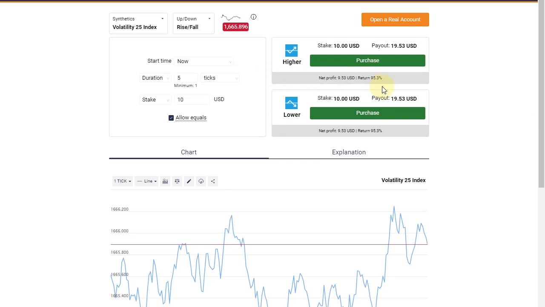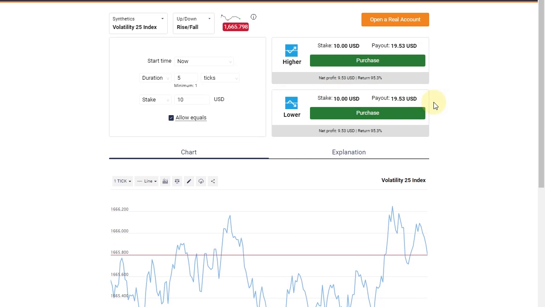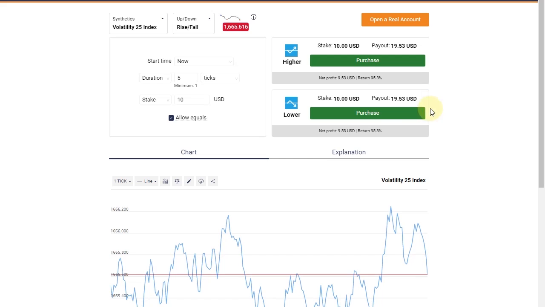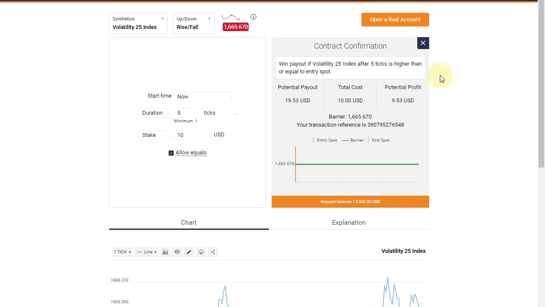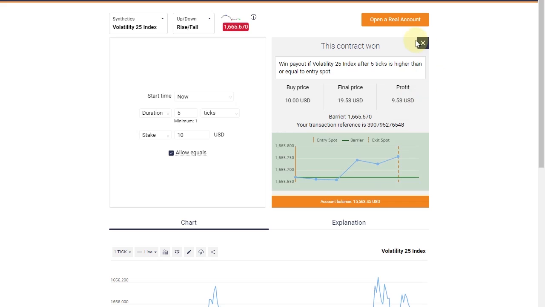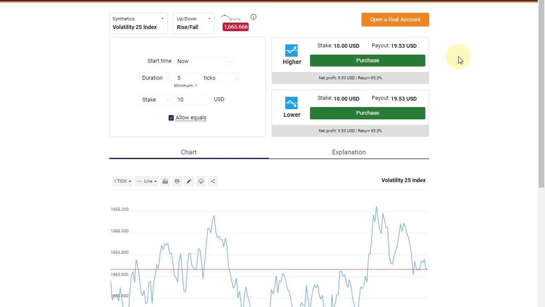Again, the market is going down. I got blue 7 and I enter the trade. It was also a win, so I will enter some more trades.